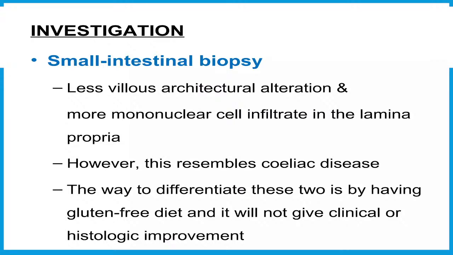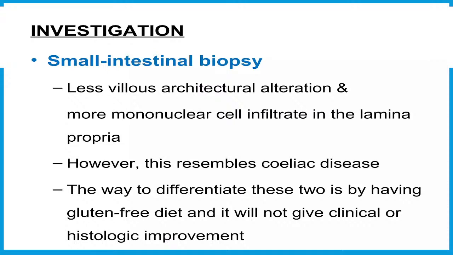Investigation. On a small intestinal biopsy, there will be less villous architectural alteration and more mononuclear cell infiltrate in the lamina propria. However, this resembles celiac disease. There is flattening of the villi. There is mononuclear cell infiltrate, that is plasma cells and lymphoid cells will be present.